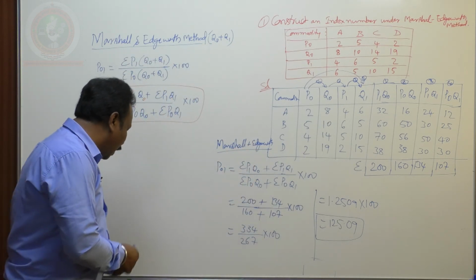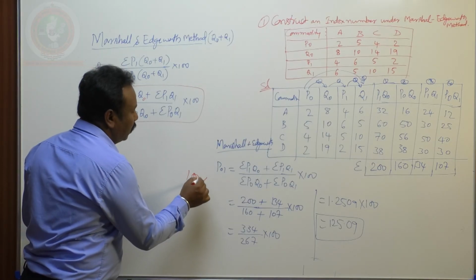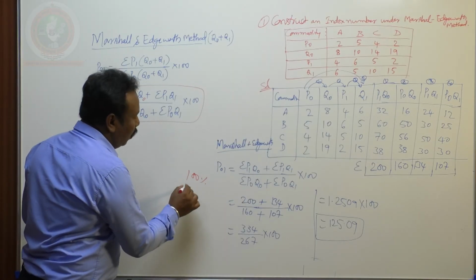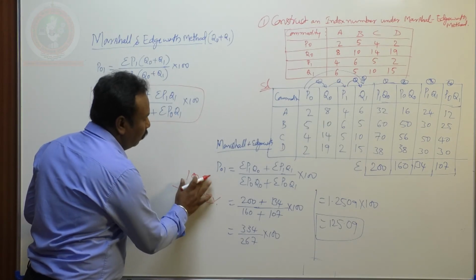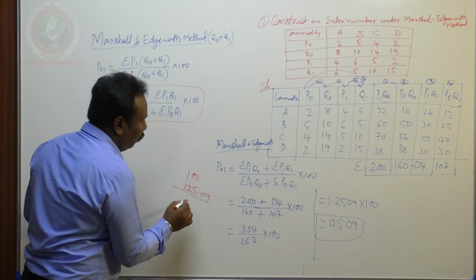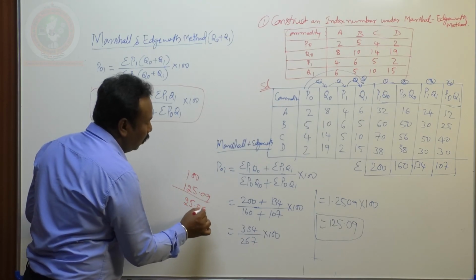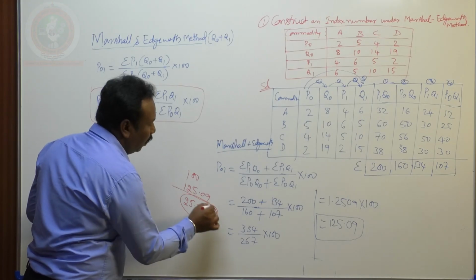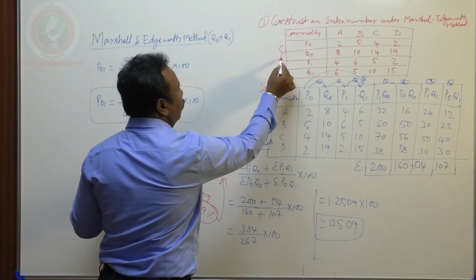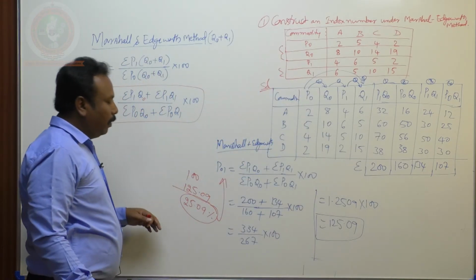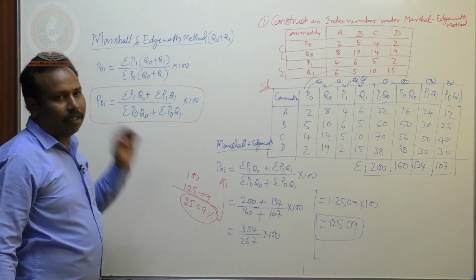It means under the Marshall's method, the base year is equal to 100%. Now, it is increased to 125.09%. So, 25.09% of the price has increased from the base year to the current year. So, this is under the Marshall-Edwards method.